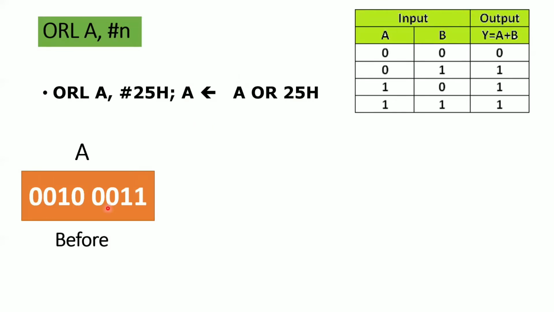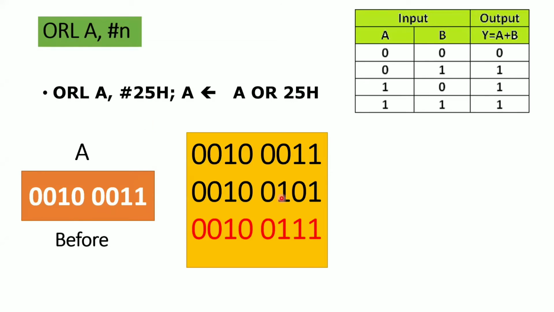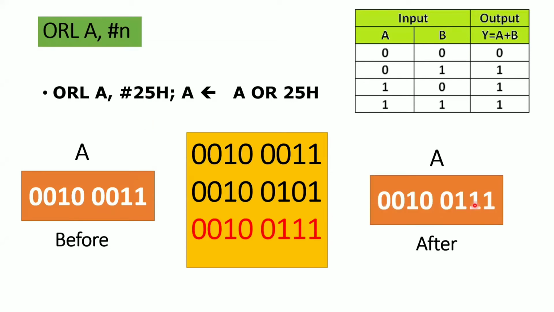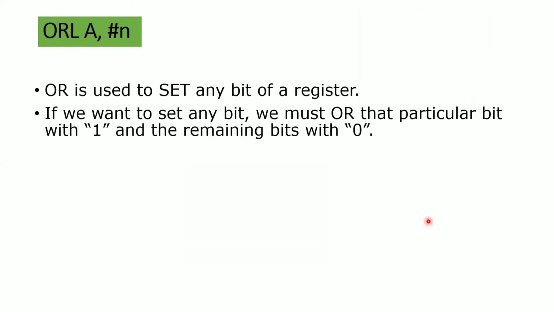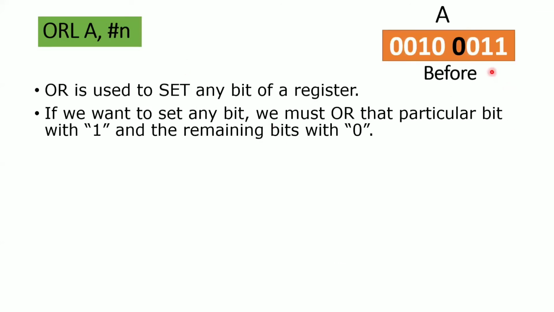Now take an example. This is my A register, 0010 0011. You perform the OR operation between this A register and 25H, get the result, and store it inside A. So after the result, the value of the register changes. Just like the AND operation, we use the OR operation to set values. The AND operation is used to clear a particular bit of your register, right? Similarly, the OR operation is used to set the value. Set means 1. So whenever you want to set any bit of a particular register, you need to do the OR operation with the value 1 at that position and the remaining bits as 0. Just the simple opposite of the AND operation.